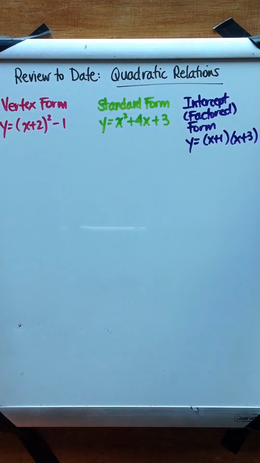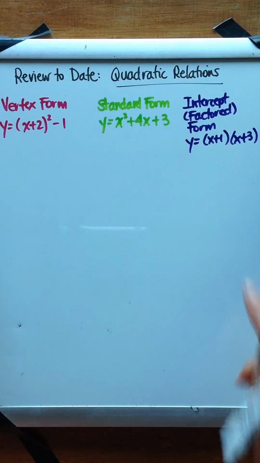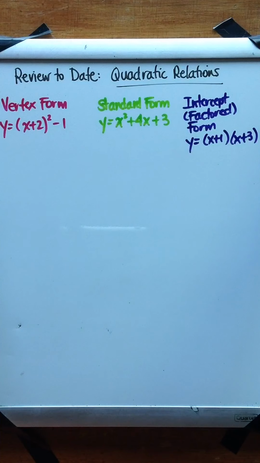I'm going to begin this next unit by doing a recap of all the things you've learned about quadratic relations so far, and then we'll add in a few new things too. So I want to begin by comparing three different forms of quadratic relations: vertex form, standard form, and intercept form. Sometimes it's called factored form as well.